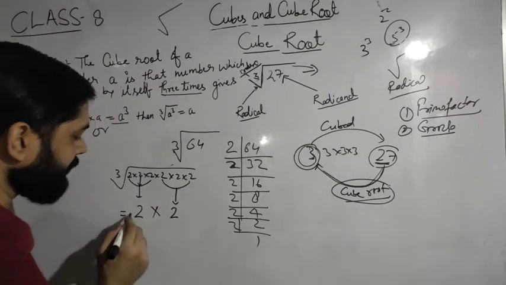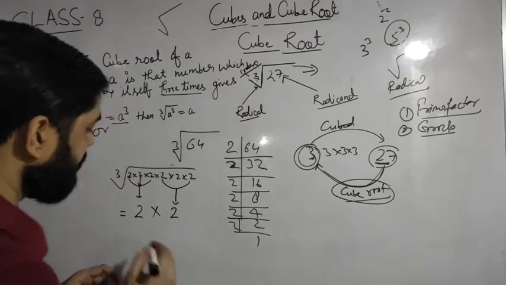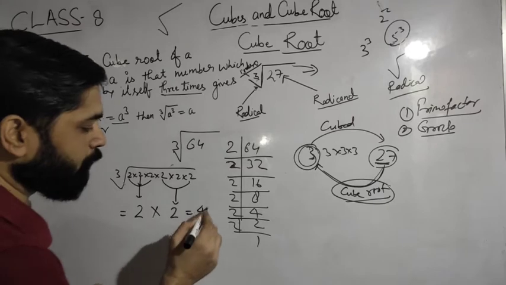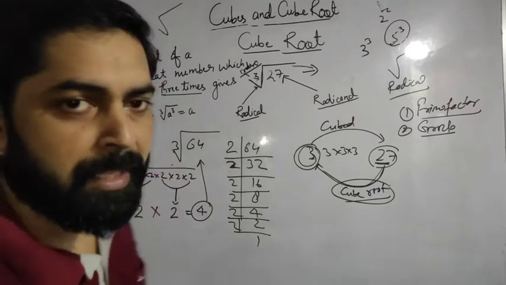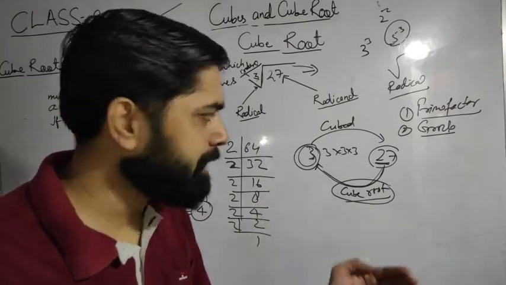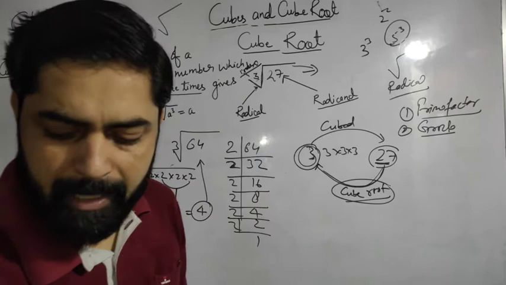Then we multiply the taken out numbers. So what is now here? 4. So 4 is the cube root of 64. This is the method by which we can find the cube root of any number, by the prime factorization method.